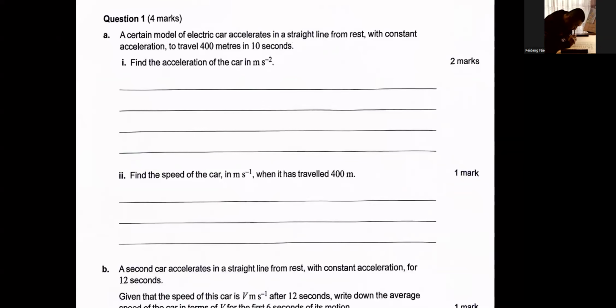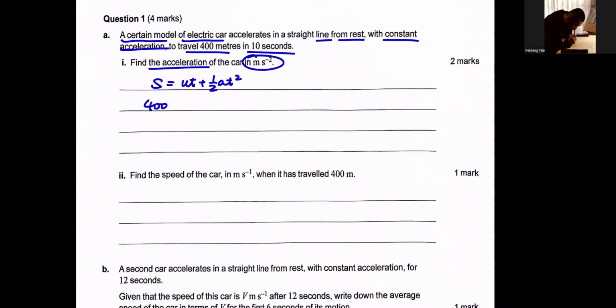Question 1, 4 marks. A certain model of electric car accelerates in a straight line from rest with constant acceleration to travel 400 meters in 10 seconds. Find the acceleration in meters per second squared. Let's say s equals ut plus half at squared. So 400 meters equals 0 times 10 plus half times a times 10 squared. So you have 400 equals 50a, so a equals 8 meters per second squared.